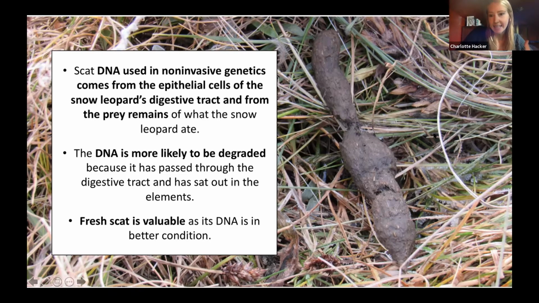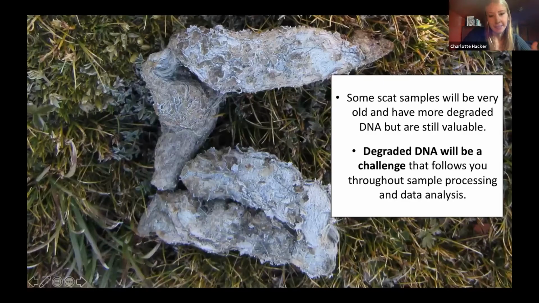But the reality is that when you are out sampling, you're more likely to find scat that looks something like this. So you can see this scat has been out in the elements for a period of time. It's starting to turn white. You can see that the outer casing, which is where we would actually find most of the snow leopard DNA, is kind of sloughing off there. And that doesn't necessarily mean that DNA is not valuable from that sample. It's just going to be more degraded and a little bit harder to work with. And degraded DNA is going to be a challenge that follows you throughout the process working in non-invasive genetics, from sample processing to data analysis itself.